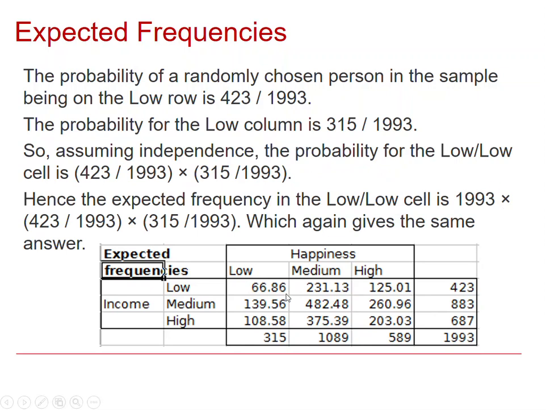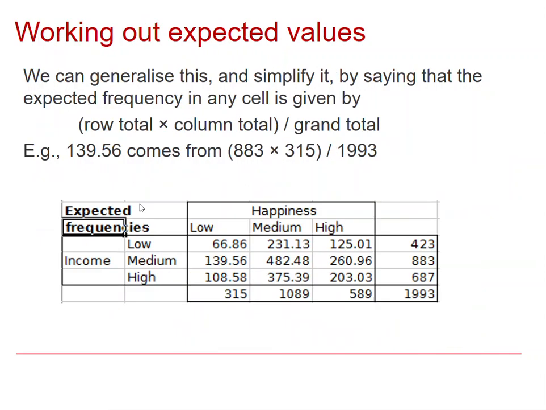All of these approaches are essentially performing the same calculation, which is multiplying the row and column totals together and then dividing by the grand total. And you can see here I've calculated it for all 9 of the cells. So for example, the 139.56 is 883 times 315 divided by the 1,996.